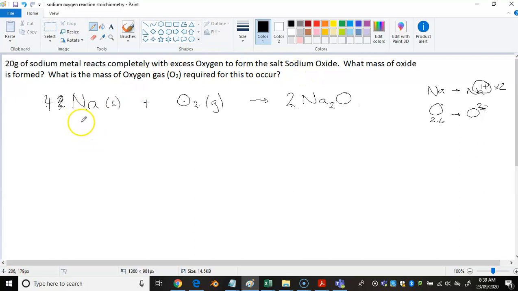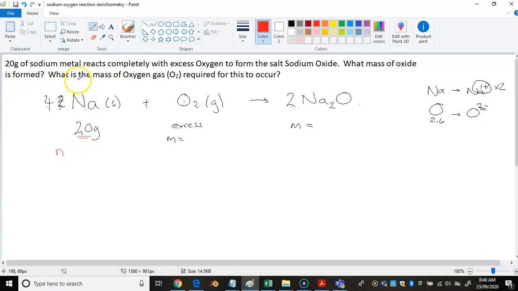Now we're told that 20 grams of this is going to be burned in excess. So we've got heaps of oxygen, no need to worry about the mass or the quantity of oxygen. And we're asked to find the mass of this. Oh, and we're also asked for the mass of this as well. Okay, all right, no worries. Now, the important thing here is the mass that we've got is this one here, and that will allow us to find the number of mole here.